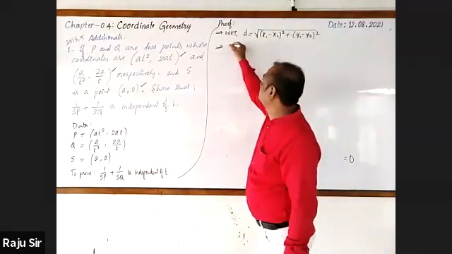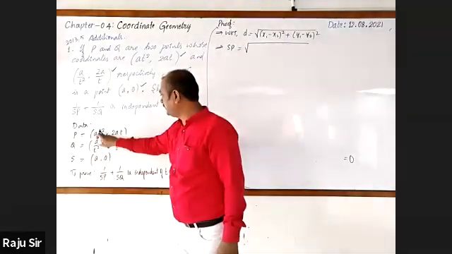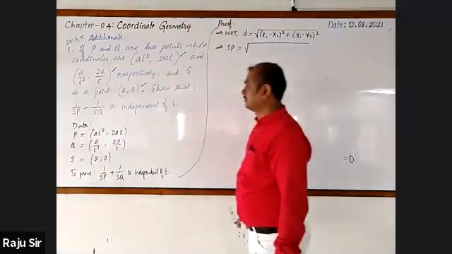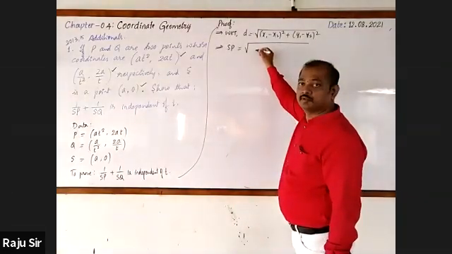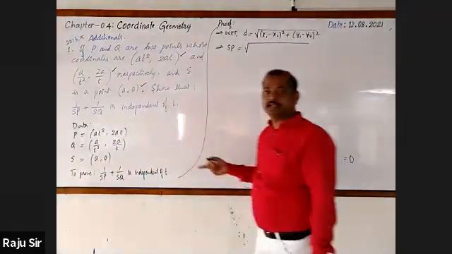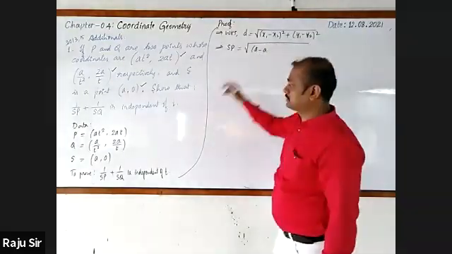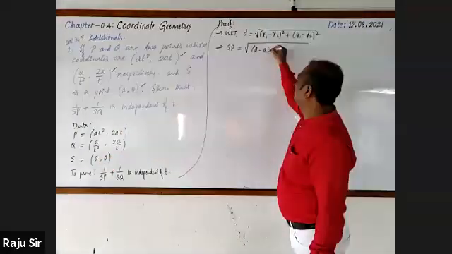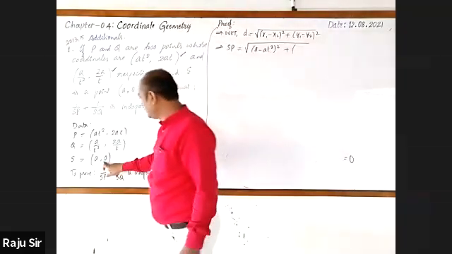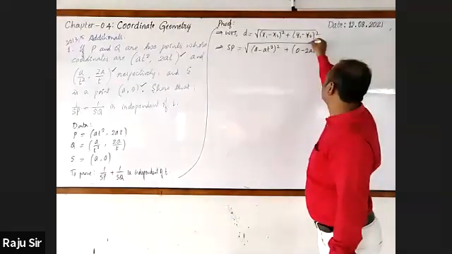First, let's find out SP. How to find out? S is there, then P is there. x1 minus x2: a minus at square, a minus at square. Whichever way you write is okay, no problem. x1 minus x2 is a minus at square, whole square, plus y1 minus y2: 0 minus 2at, whole square.